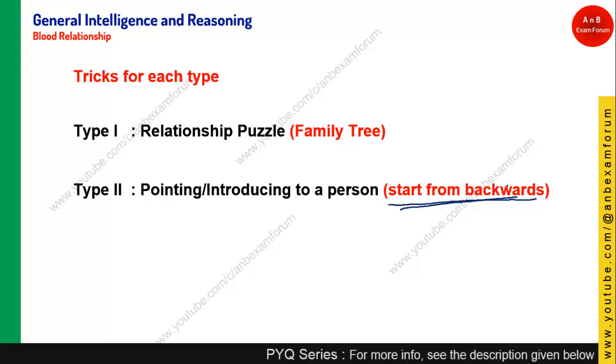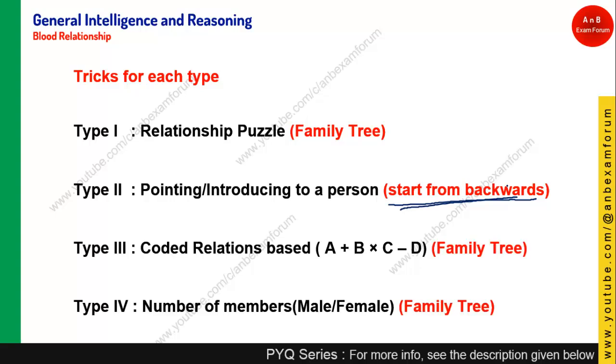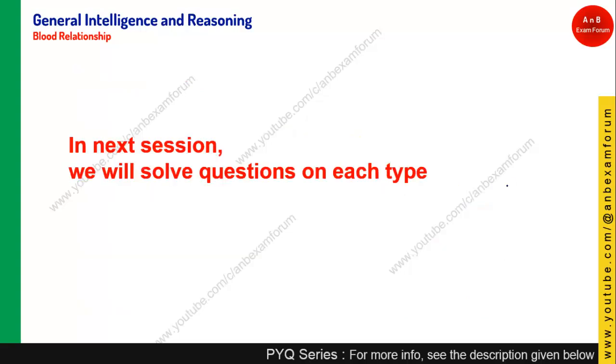In coded relations and the number of males and females, you need to have the family tree as well. By making the family tree you can easily see the overall picture. You can easily deduce a relationship between the persons given in the family tree, and you can answer those questions very easily. In the next session we'll solve previous year questions on each type.